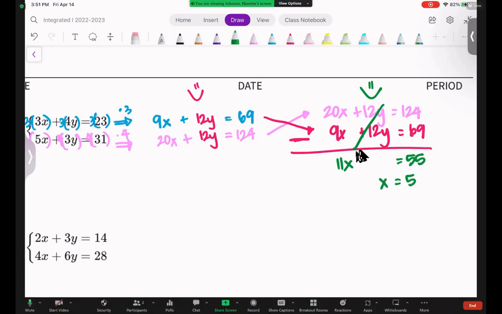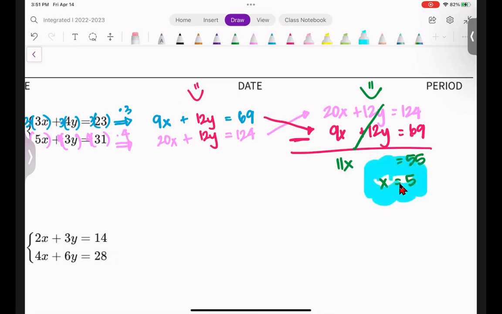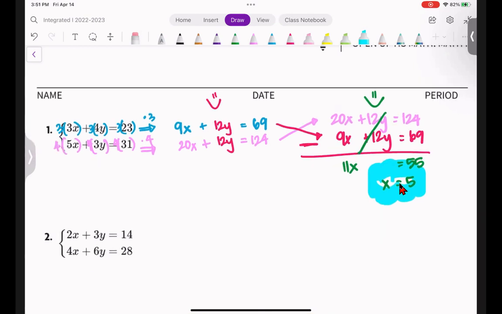Right, so the moment that I'm here, I kicked you back into 6th grade. If 11x equals 55, then divide both sides by 11, and x is equal to 5. So here's one of my answers. Yay, me. And then how do I find the other variable? Well, I'm just going to plug back into one of my original equations and do it that way. I like that first equation, so I'm going to use that one.